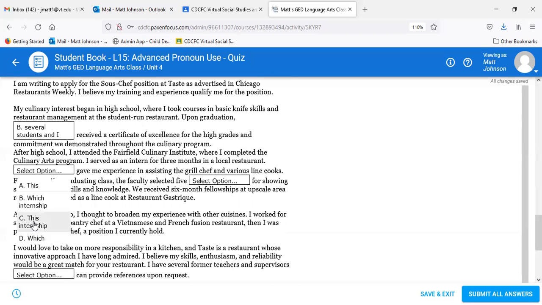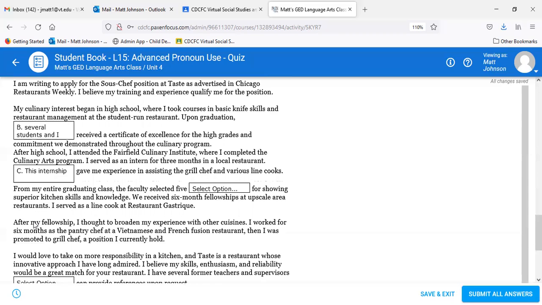Correct here is C. This internship gave me experience in assisting the grill chef and various line cooks. Well, as we mentioned before, you need more information. You're lacking the needed context. It's all about cooking and an internship, but each sentence needs to make sense and supply that information. This alone doesn't give you enough information. Which internship gave me experience?